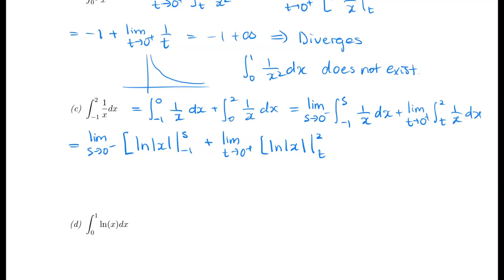However, as s approaches 0 from the left, if I draw the graph of this, it will look something like this. So that's the graph of ln of the absolute value of x. As it's approaching 0 from the left, the limit does not exist.